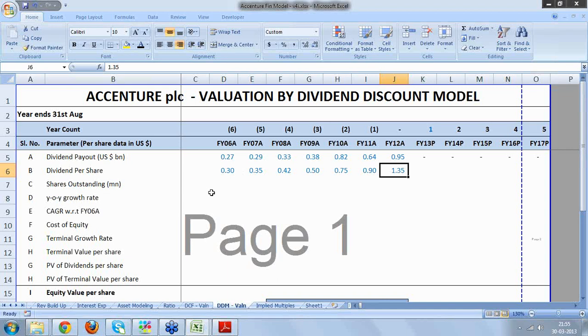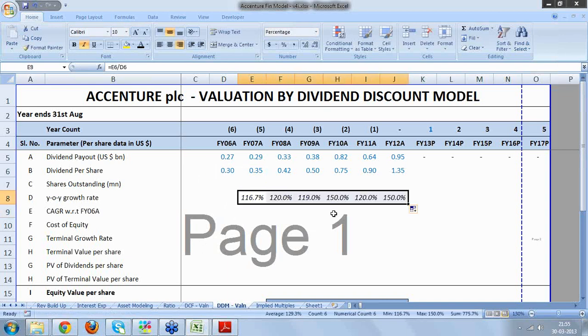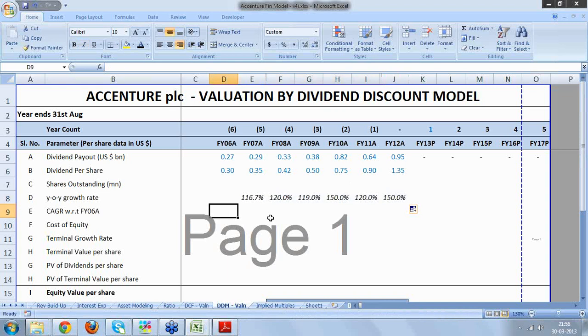So if this is the kind of dividend per share, I first need to figure out the year-on-year growth. So year-on-year growth is this divided by FY6, so 116%. This is the kind of growth rate they are talking about in terms of yearly growth. Now I need to see how it looks in terms of CAGR if I freeze FY6 as my first year.